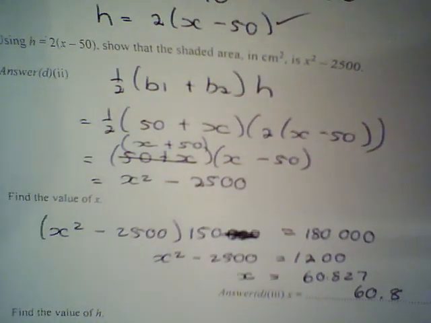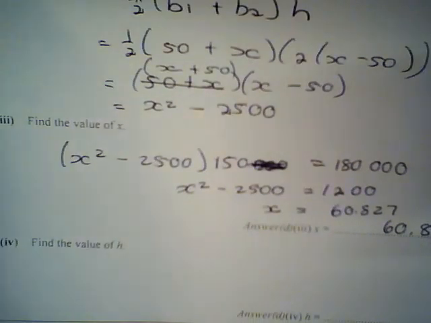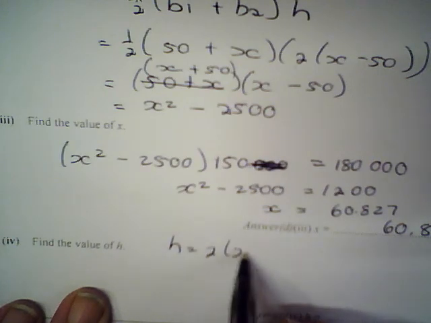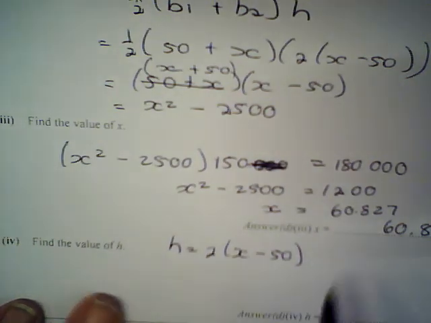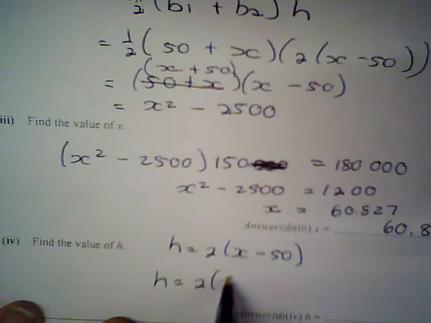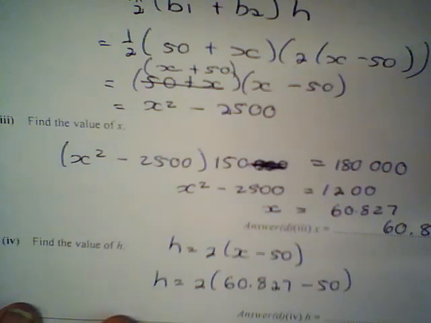Okay, good. Now find the value of h. Okay, what is h? We know h equals 2x minus 50. I now have x, so h equals 2 times 60.827 minus 50, and then if I use my calculator, I get 21.65, and that is sufficient for us in class.